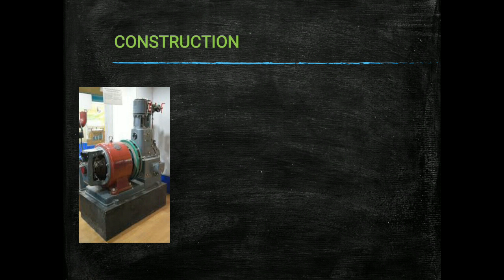Now the next slide is the construction. You can see here a constructional image of a DC generator. Here an IC engine or petrol engine is connected with the DC generator with the help of a coupling, and it is the prime mover which is connected to the DC generator.